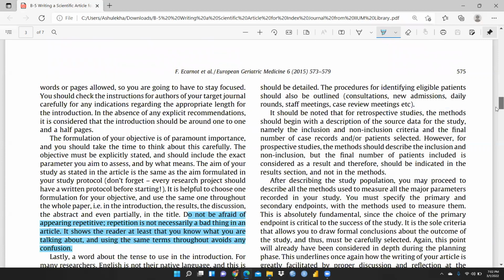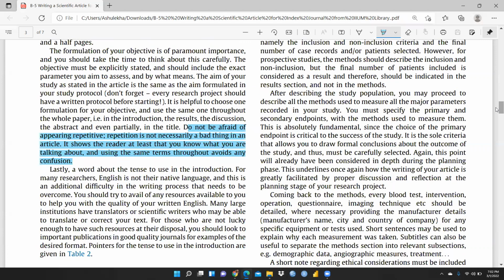After that, you can see here, do not be afraid of appearing repetitive. Repetition is not necessarily a bad thing in an article. It shows the reader at least that you know what you are talking about, and using the same terms throughout avoids any confusion. Right? So you are going to write repetitive statements also.